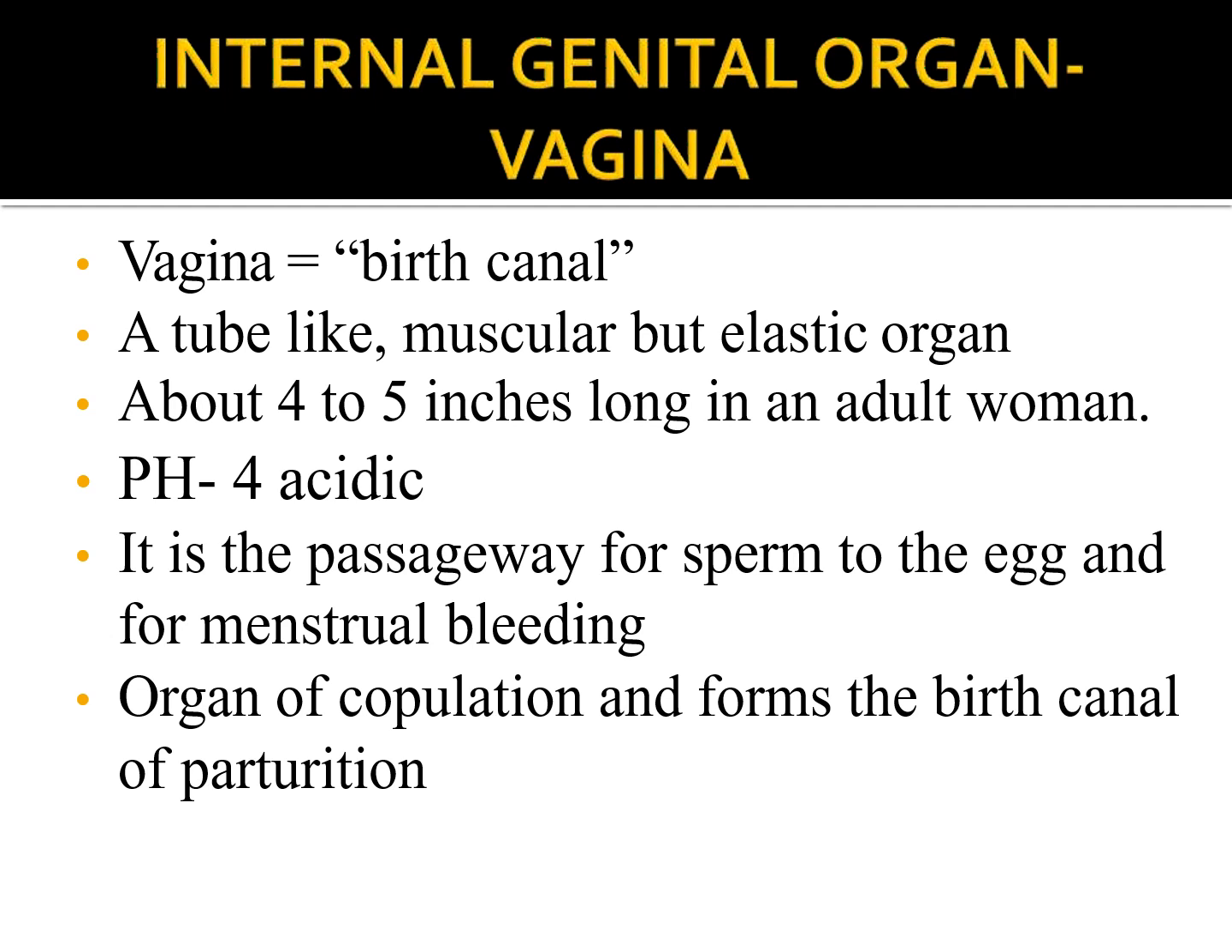It's a tube-like muscular elastic organ, about 4 to 5 inches long in an adult woman, and its pH is acidic, around 4, which gives protection against microorganisms. It's a passageway for the sperm, and it allows the escape of menstrual fluid. During delivery it allows the passage of the baby. It's an organ of copulation and forms the birth canal.